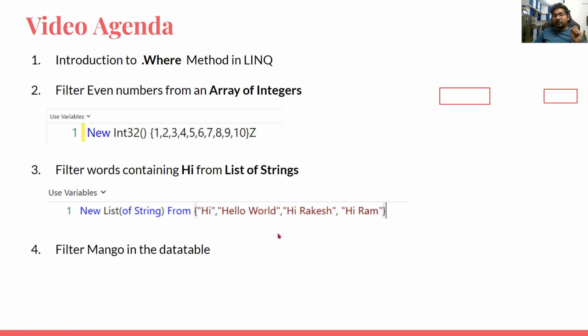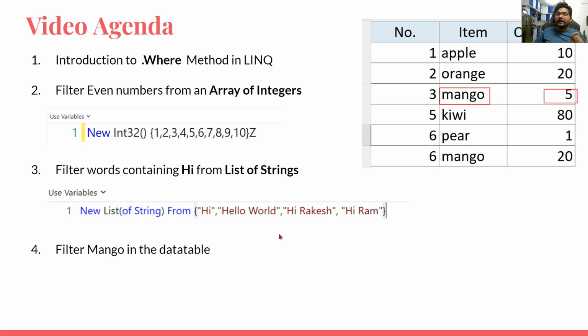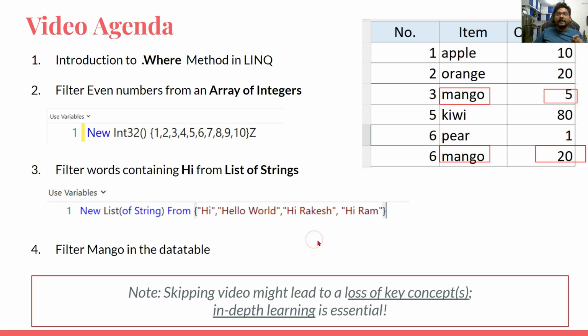Then we'll also try to work with a data table. If you see, this data table contains a lot of different items. Out of this, we have to filter the mango. You can see the third row contains mango, and the sixth row also contains mango. So we need to filter that.